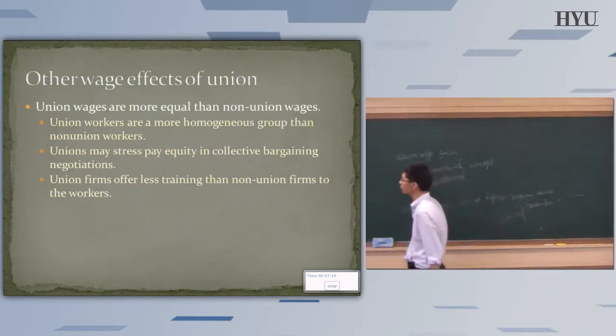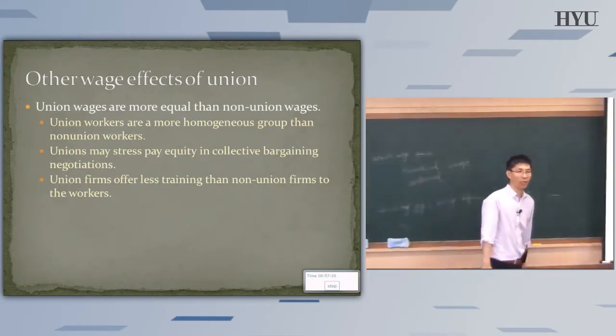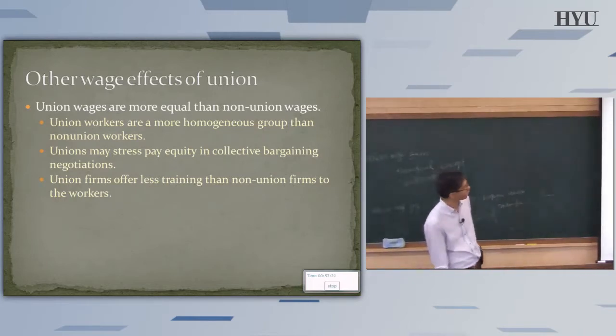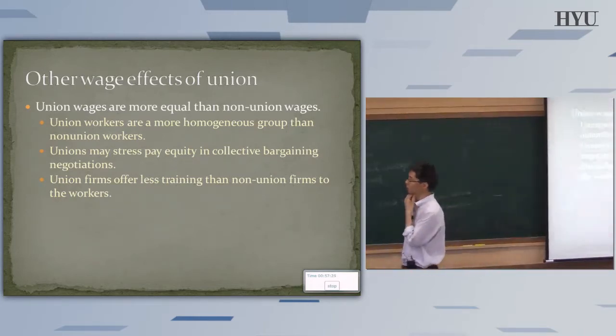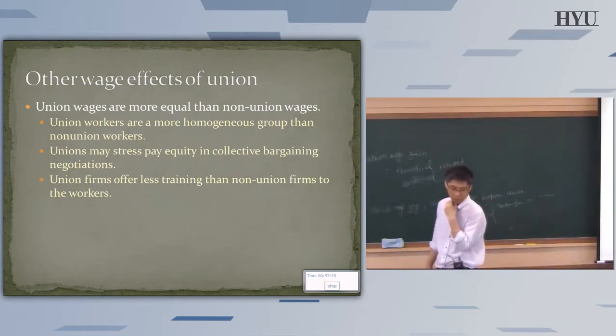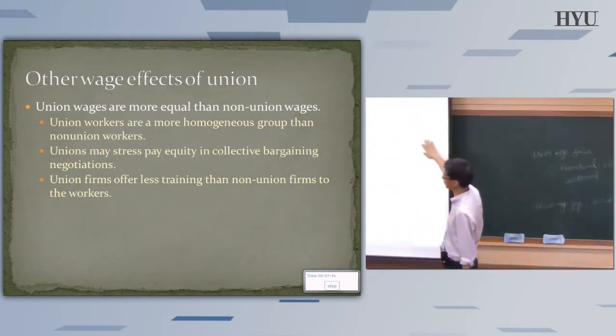We talked about the wage level effect, but there are other effects of unions. One is that, I think I talked about it before, unions have an effect on wage equality, because union wages are more equal than non-union wages. Because union workers are a more homogeneous group than non-union workers, unions may stress pay equity in collective bargaining negotiations. We talked about it.